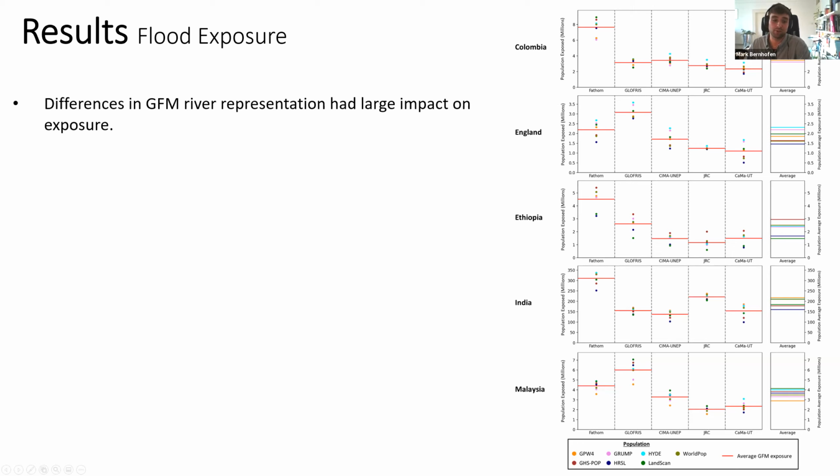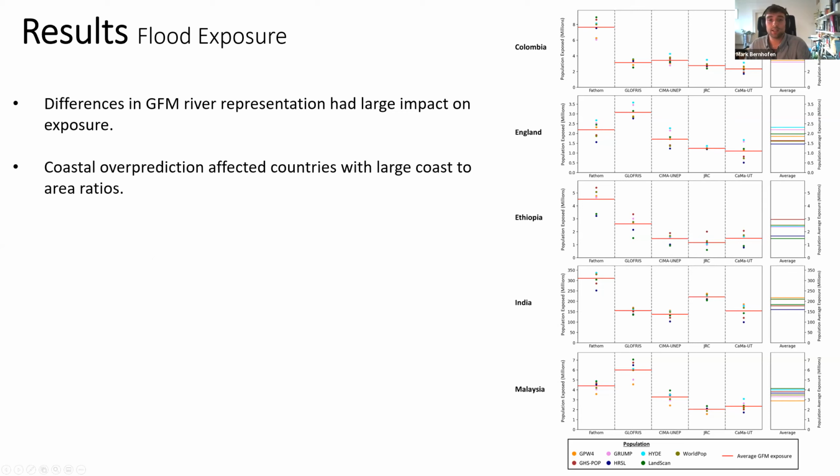Firstly, we found that global flood model river representation had a significant impact on national flood exposure estimates. This can be seen in Colombia, where Fathom predicts twice as much exposure as the rest of the models. This is because it models flooding on more rivers than the rest. Similarly, in Ethiopia, there are a few major cities, such as the capital Addis Ababa, where the rivers that flow through the city are only modeled by one of the global flood models, and that was Fathom again, which is why there are such large differences in national flood exposure in Ethiopia.